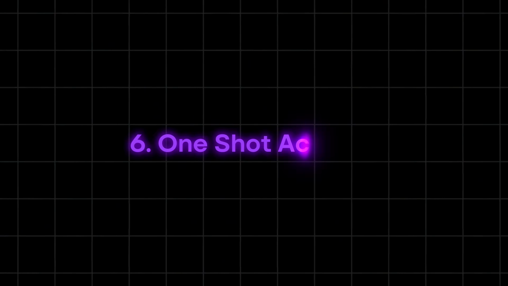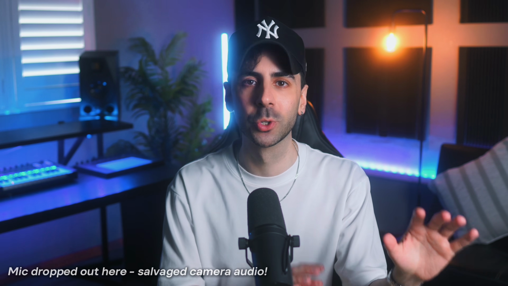Technique number 6, one-shot accents. Reset the listener's attention using one-off sounds. Although it's repeated in Justin Bieber's Too Long, there's a great example of this using filtered vocal chops. Here's the track without them.